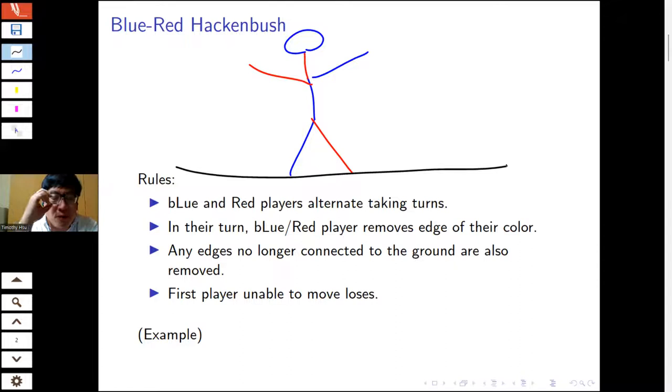If it was just that, it wouldn't be that interesting. But the interesting part of the game is that any edges no longer connected to the ground are also removed. And the first player unable to move loses. So those are the rules for Blue-Red Hackenbush. This is enough to get started. Welcome to the world of games.